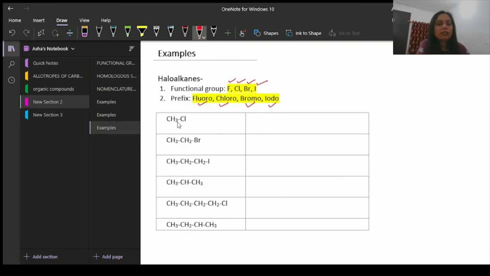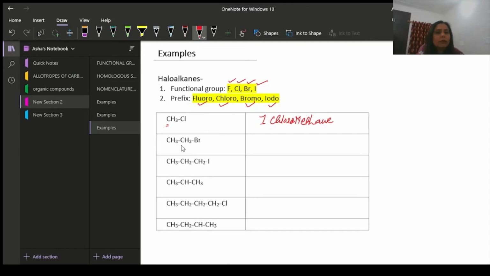Now we will be able to understand an example. Now in this example there is just one carbon, so beginning will be with meth, okay. Now it is a single bond, so it will be ane, methane, okay. Now position of Cl is obviously with one carbon, so it will be chloro, or you can write 1-chloromethane, that is also correct, okay. But there is no need of 1, you can simply write chloromethane. So it is a prefix, it will be added as a prefix.